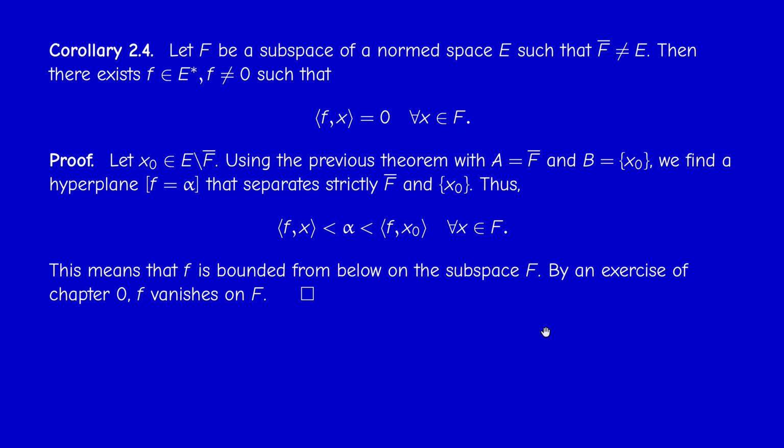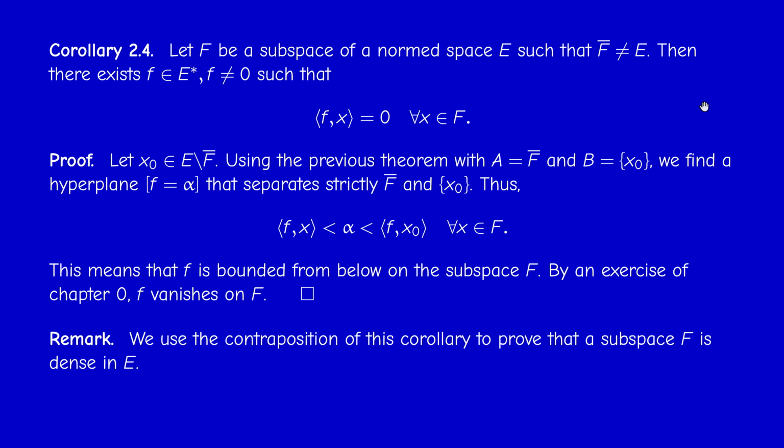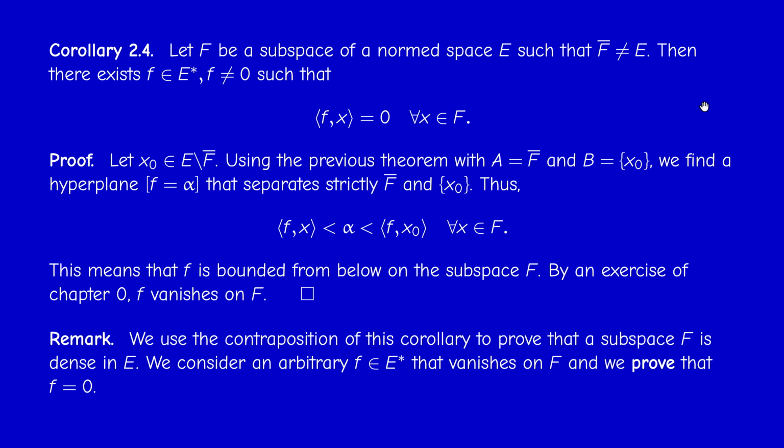So that's it. In practice, we use this result in its contraposition form. In order to prove that a subspace is dense, we prove that there's no non-trivial map that vanishes on F; then F bar equals E. This is equivalent to proving that if a linear continuous map vanishes on F, then it necessarily vanishes on E. This is the methodology: we take an arbitrary element in the dual that vanishes on F, and we prove that it vanishes on E. We'll use this later in the course.